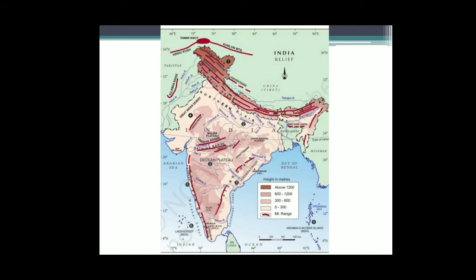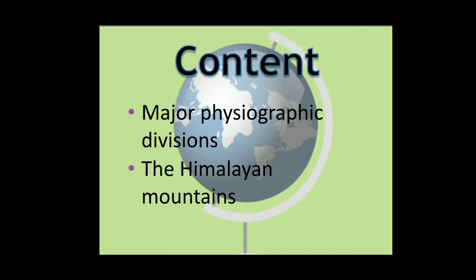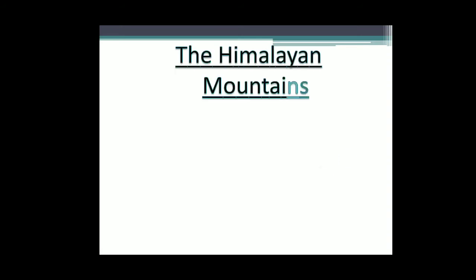In the previous video we discussed the major physiographic divisions of India, which are respectively the Himalayan mountains, the northern plains, the peninsular plateau, the Indian desert, the coastal plains and the islands. In today's content, of the major physiographic divisions, I am going to explain only the Himalayan mountains. So let's talk about the Himalayan mountains.